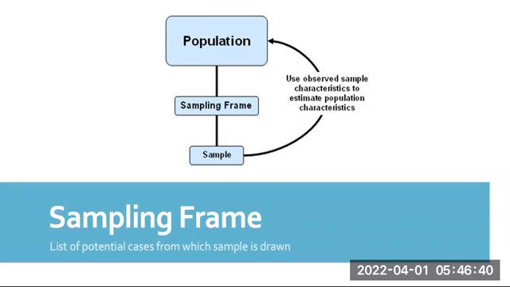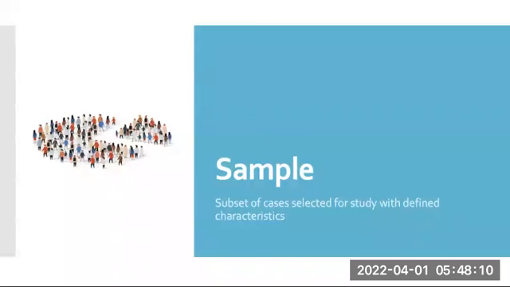So sample is a subset of cases selected for study among people or objects within a targeted population. So for example, let's say that your population is every American because you wanted to find out how much the average person earns. But you choose only 1,000 random people. So this would be your sample.